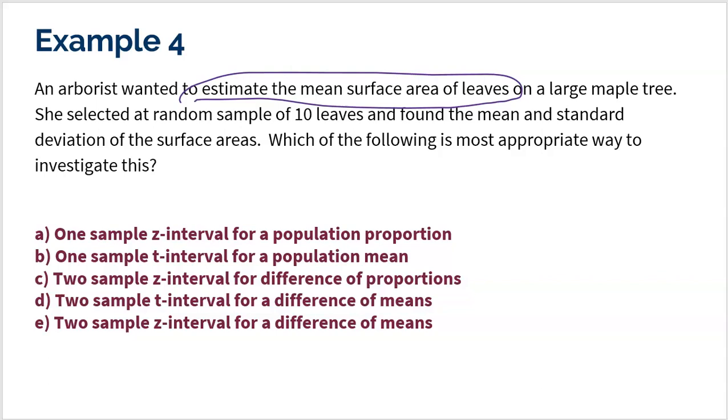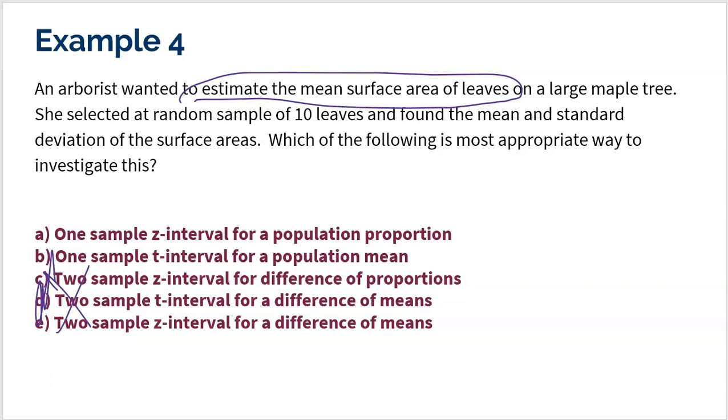Now, is this 2 samples or 1 sample? Well, it says she selects a random sample of 10 leaves, and she finds the mean and the standard deviation of those 10 leaves. Okay, that sounds like there's only 1 sample. It's not like she's comparing maple leaves to ash tree leaves, or leaves in North America versus leaves in South America, right? There's not 2 populations here. There's only 1. So anything with 2, I can get rid of choices C, D, and E there.